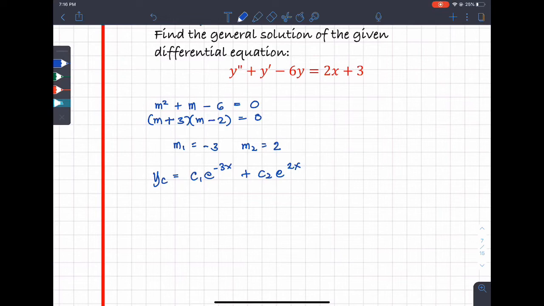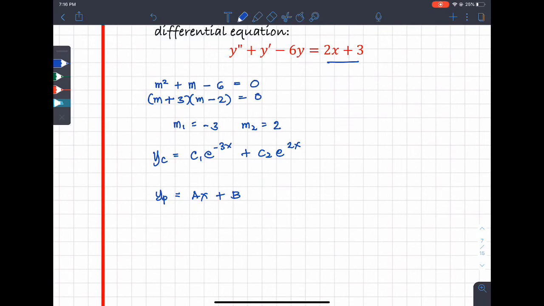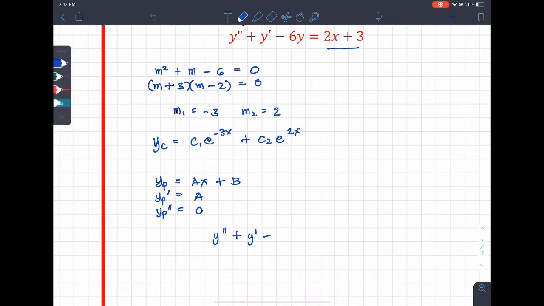So our task this time is to find the particular solution for 2x plus 3. So our trial solution here would be ax plus b. In our complementary solution, there is no term that involves only x as well as a term that only involves a constant. So therefore, this is case one. So we just proceed with the derivative. Find the first derivative: ax plus b would just be a. And then the second derivative would be 0. So y double prime plus y prime minus 6y is equal to 2x plus 3.